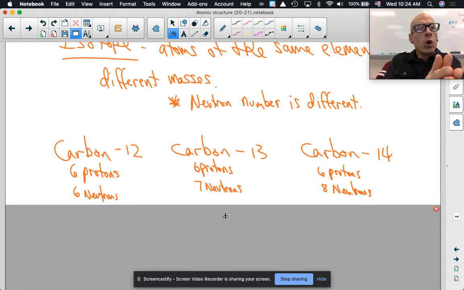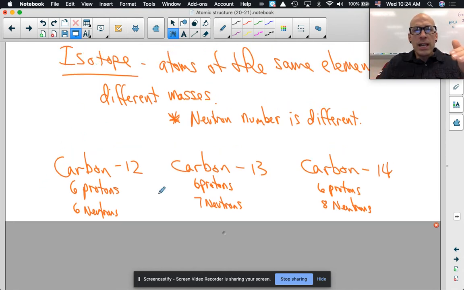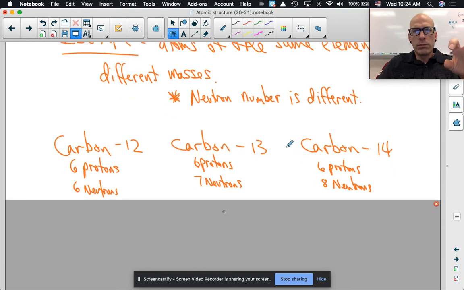It's not like one is normal carbon and one is weird carbon. Now, some are more common than the others, but all 3 of them are considered isotopes. It's not like one of them is normal and the other 2 are isotopes. All 3 of them are atoms of the same element with different masses, which makes them isotopes. That's an isotope, that's an isotope, that's an isotope. They're all 3 isotopes. That's what it's called.